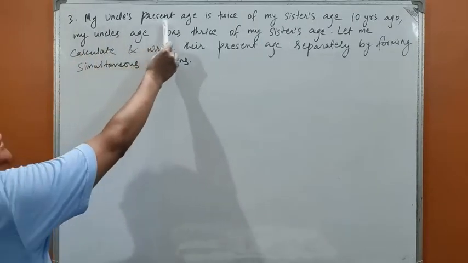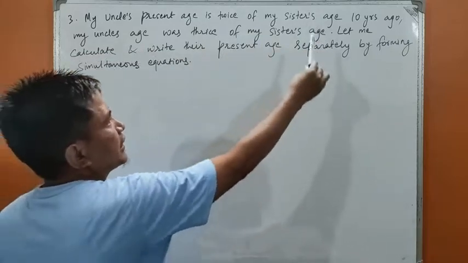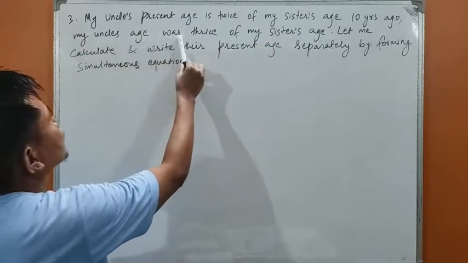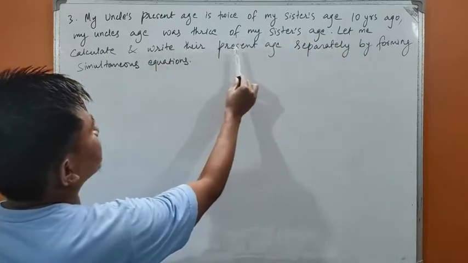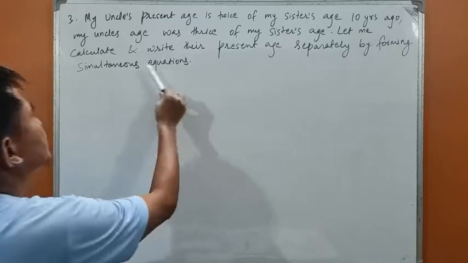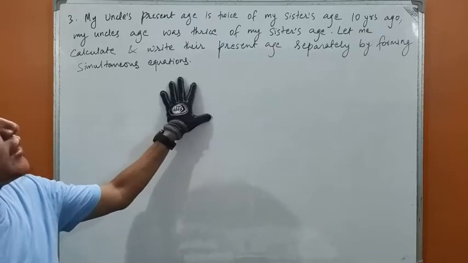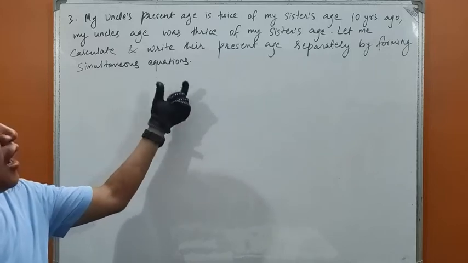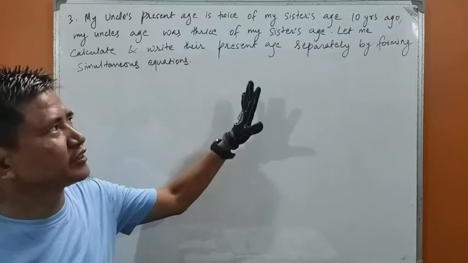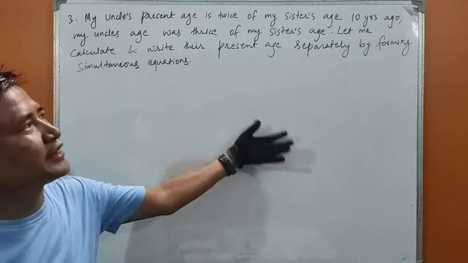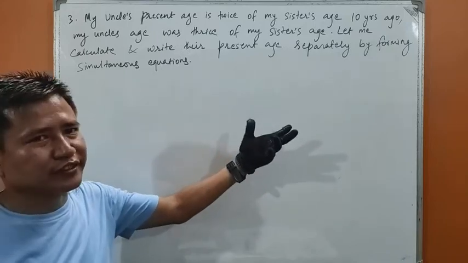Question 3. My uncle's present age is twice my sister's age. 10 years ago, my uncle's age was thrice my sister's age. Let me calculate and write their present ages separately by forming simultaneous equations. Now what the question has given to us is: first condition, uncle's age is twice the age of sister. And second condition is, 10 years ago, uncle's age was thrice the age of sister, isn't it?